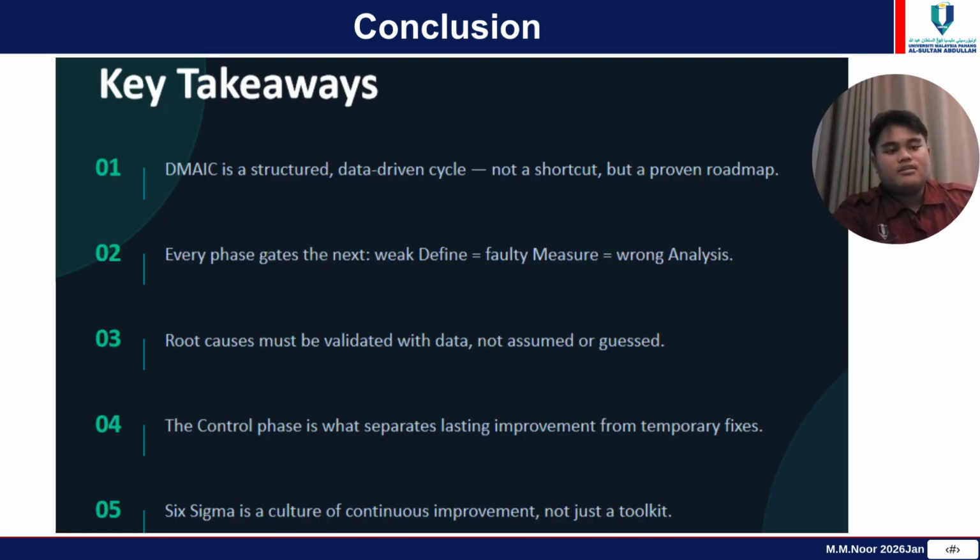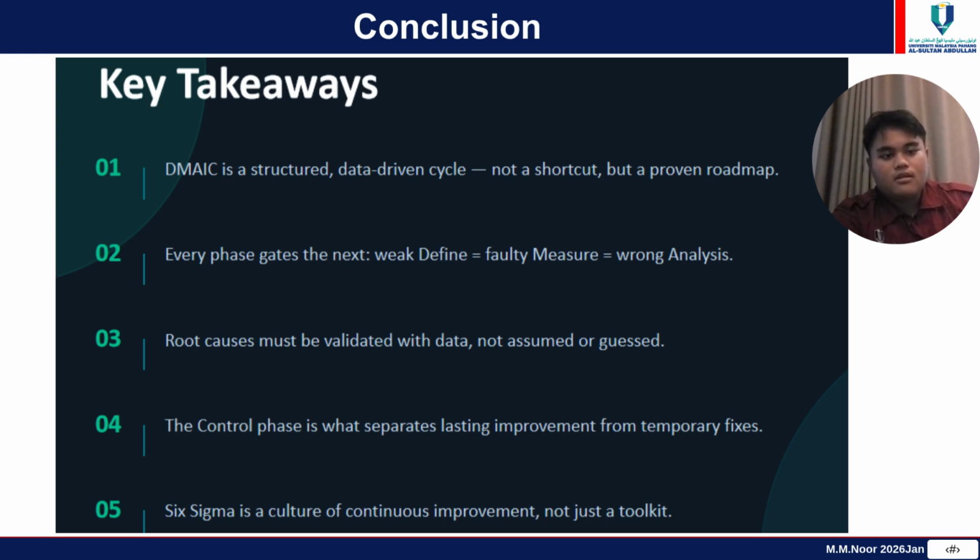Before I finish, let's recap our key takeaways. First, DMAIC is a structured cycle. It is a proven methodical roadmap, not a shortcut. Second one, every phase gates the next. A weakly defined phase will lead to a faulty measure phase and then will result in a wrong analysis. Third, root causes must be validated. Never guess, prove your theories with real data.